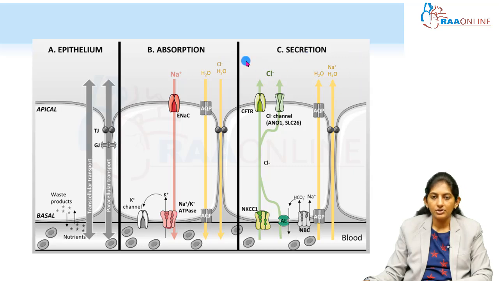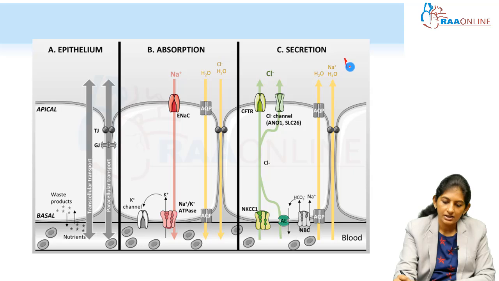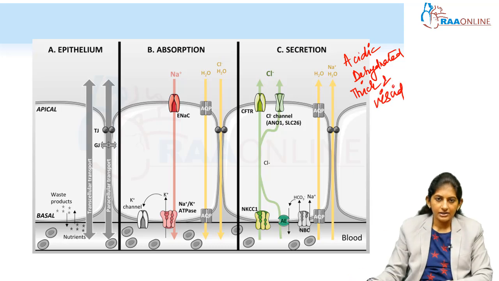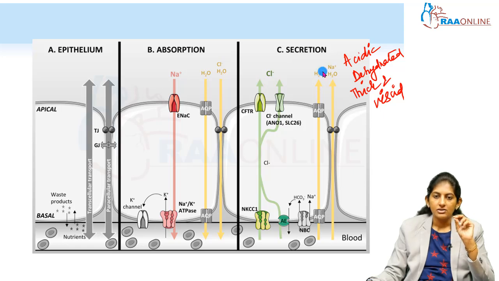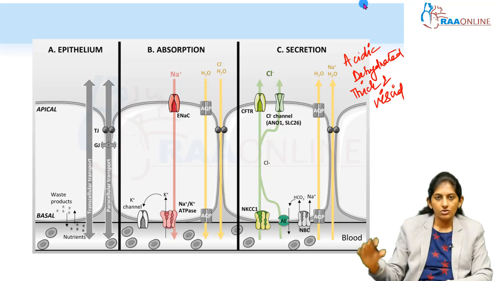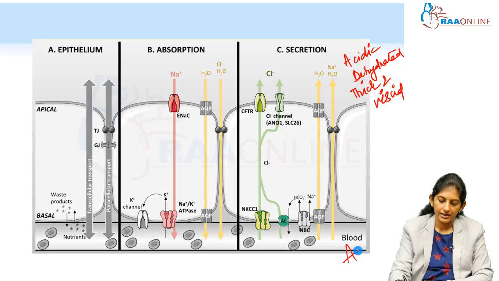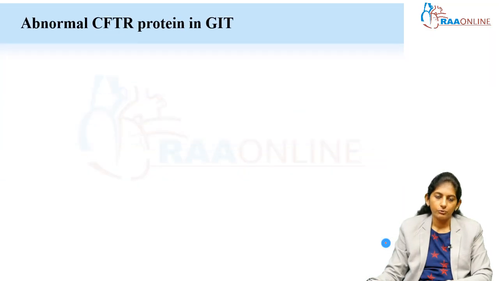So what happens here to the lumen? The lumen will become very, very acidic, very much dehydrated, thick and viscid. So basically all these are linked as a complex array of functional proteins. So just remember absorption of sodium, secretion of chloride and secretion of water. If one doesn't take place, everything will get altered and ultimately result in alteration of the airway surface liquid, that is ASL, airway surface liquid. Okay. So let's move forward. So far we have seen what happens if the CFTR protein is mutated in the respiratory epithelium.